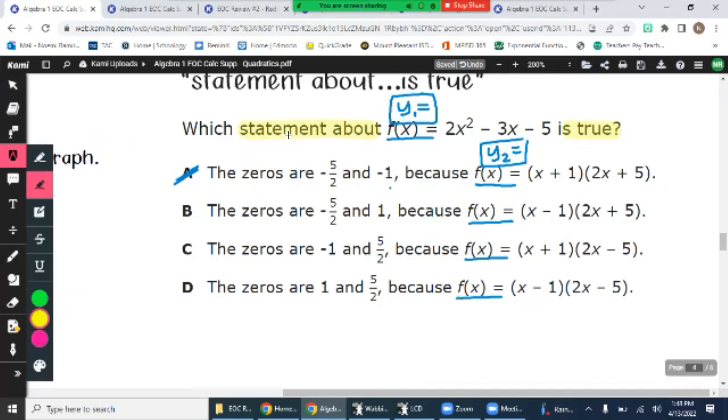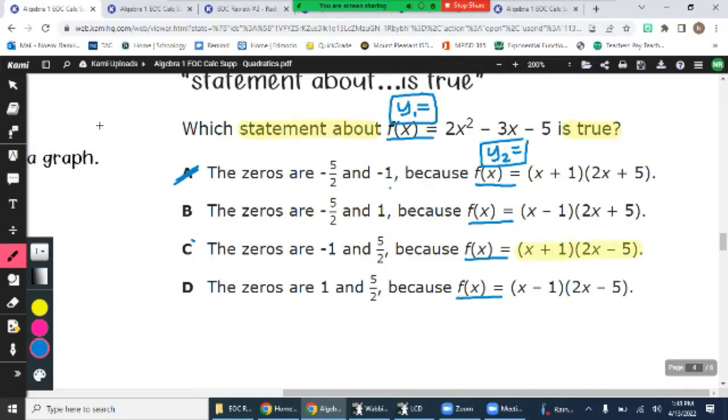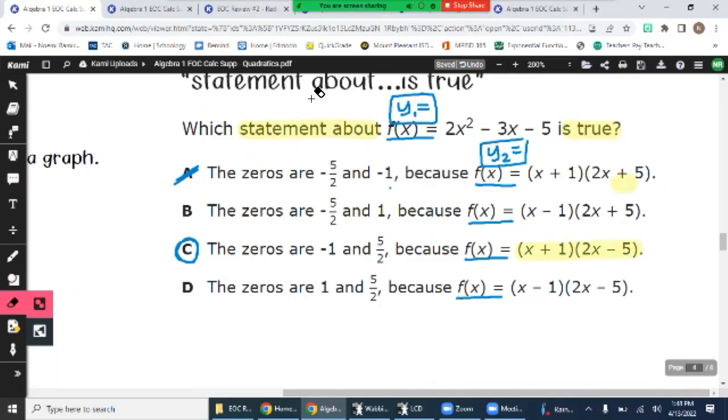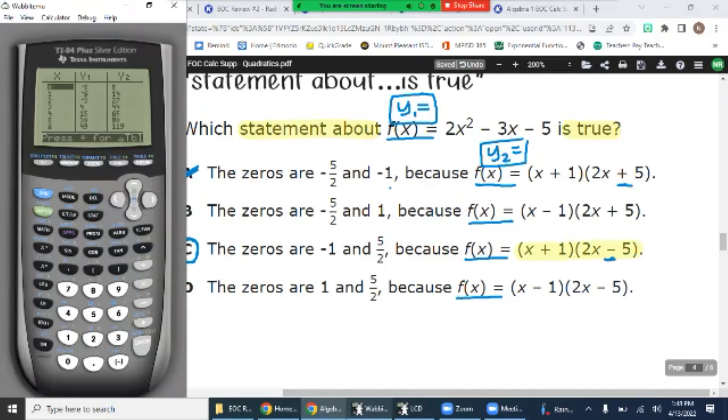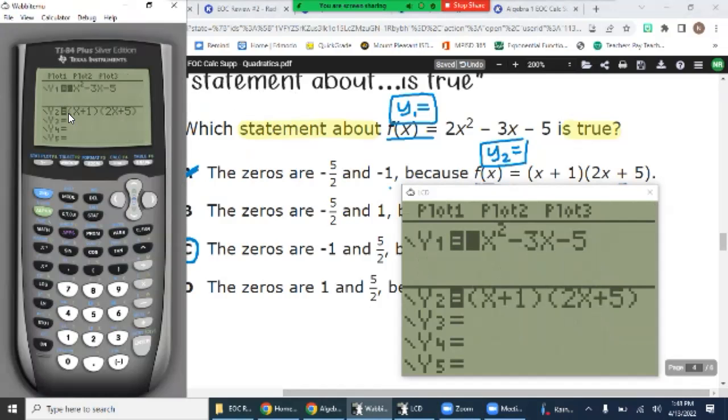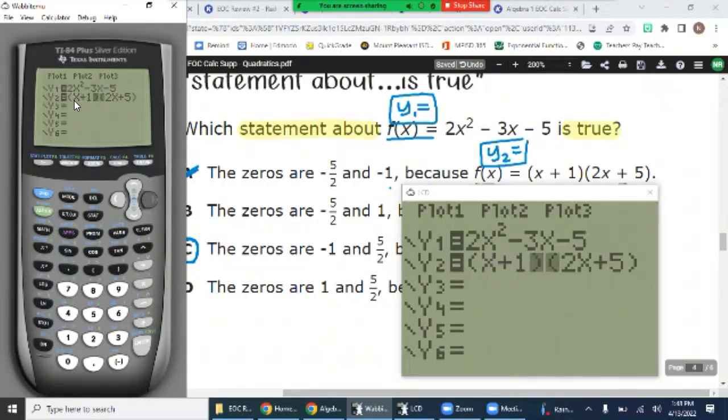Because of time purposes, I'm going to go ahead and give you the answer, because you're still going to have some examples in your packet that will allow you to practice this. The right answer is C. And the only difference between A and C is changing that plus sign with the 2.5 to a minus sign. So go back to Y2 and change the 2x plus 5 to a 2x minus 5. That's it. And hit second graph.